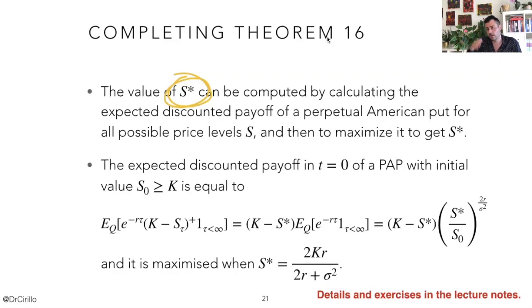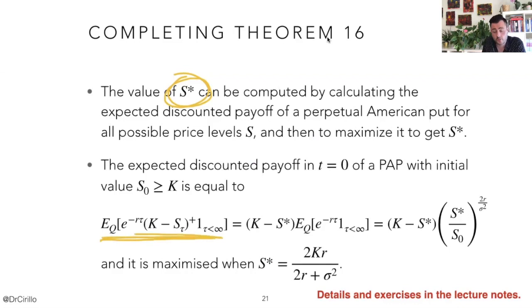For a finite time horizon, this is not true, but for an infinite time horizon you can do that and nothing changes. But in any case, if you want to stick to t equal to 0, the discounted payoff of your perpetual American put is the quantity you can see here.